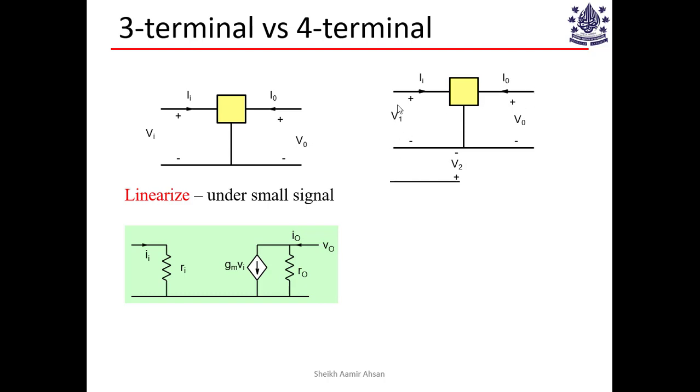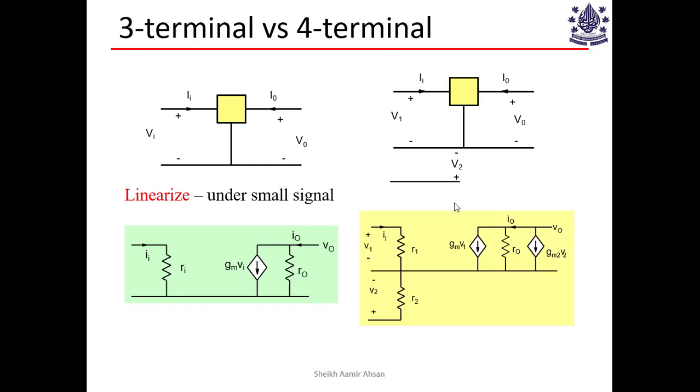I naught and V1 will be a transconductance. Let's call it GM1. And between V2 and I naught will be another transconductance. Let's call that GM2. Okay. And based on that, we can draw the small signal network like this, that small signal I naught.